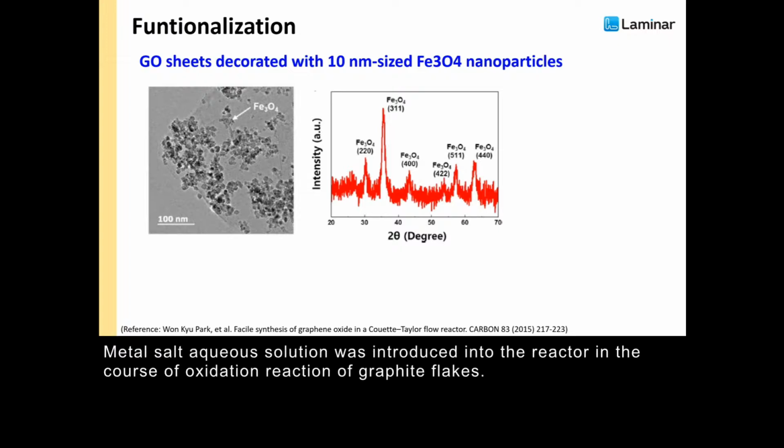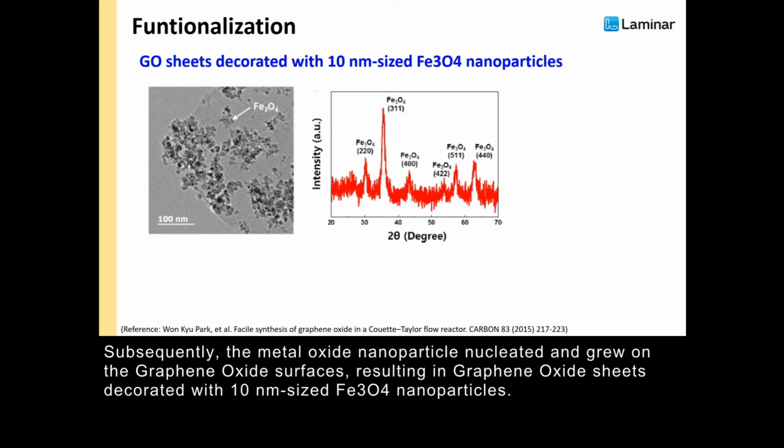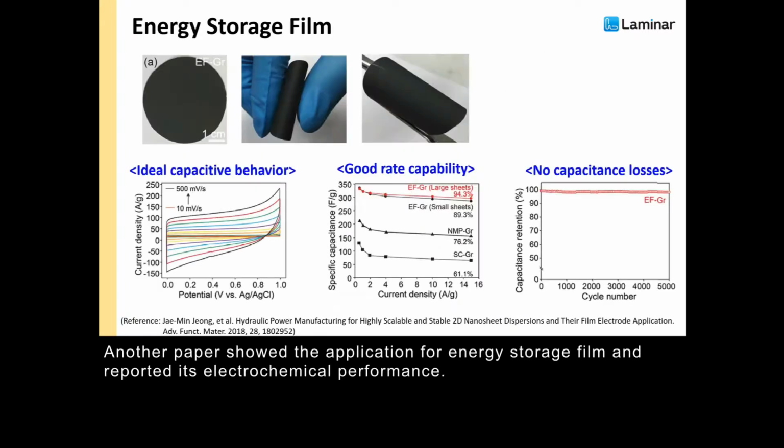Metal salt aqueous solution was introduced in the reactor in the course of the oxidation reaction of graphite flakes. Subsequently, the metal oxide nanoparticles nucleated and grew on the graphene oxide surfaces, resulting in graphene oxide sheets decorated with 10 nanometer sized Fe3O4 nanoparticles.